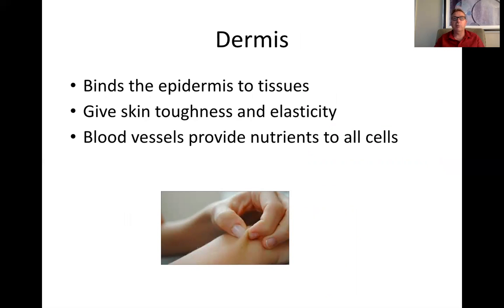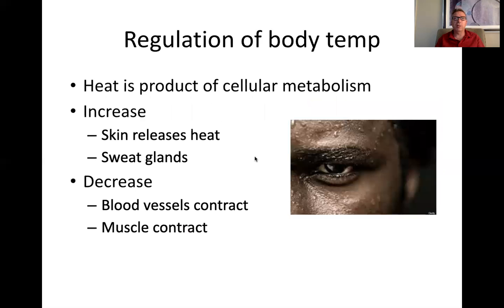And then again, I mentioned before, it's the elasticity because it has that connective tissue in it. And then the blood vessels that provide the nutrients. And it binds the epidermis to the other tissues.